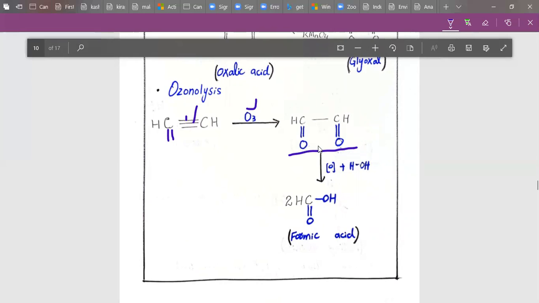So in this process, two oxygens are used and one oxygen is remaining. This remaining oxygen in the presence of water forms formic acid. This oxygen is combined with carbon, and the hydroxyl group is also attached to this carbon. In this way, we can form two formic acids with the help of these catalysts.